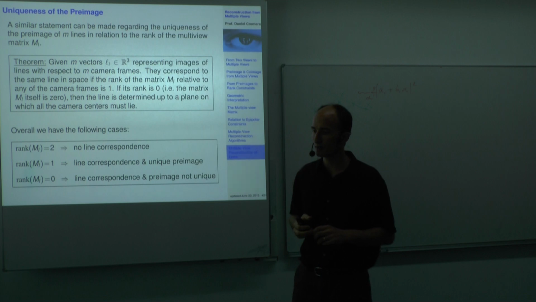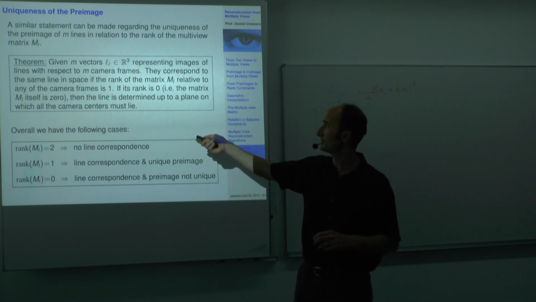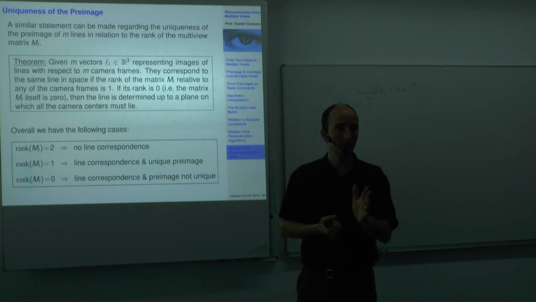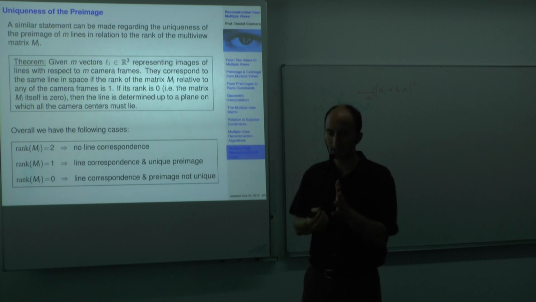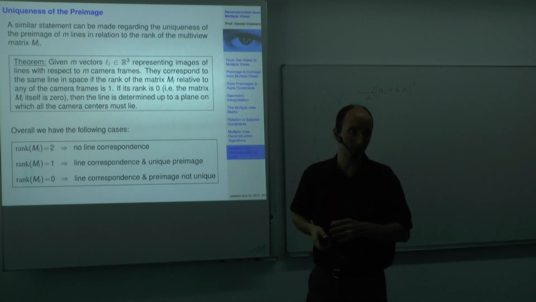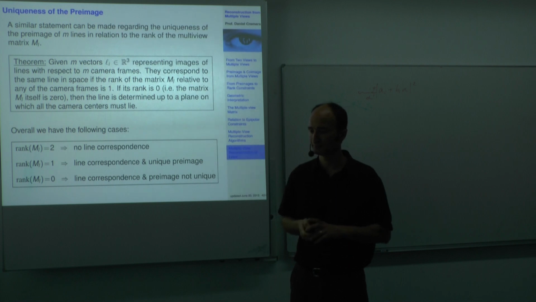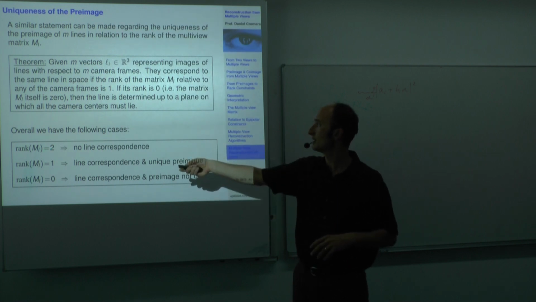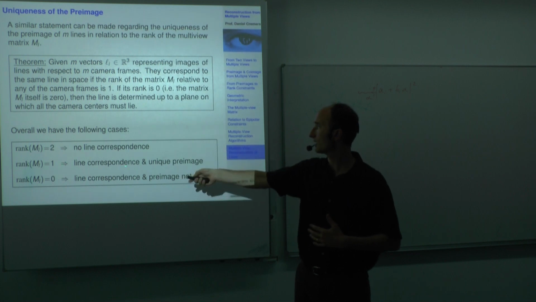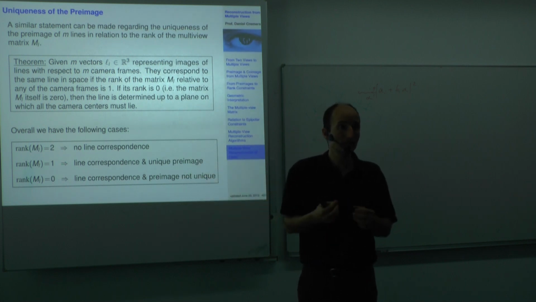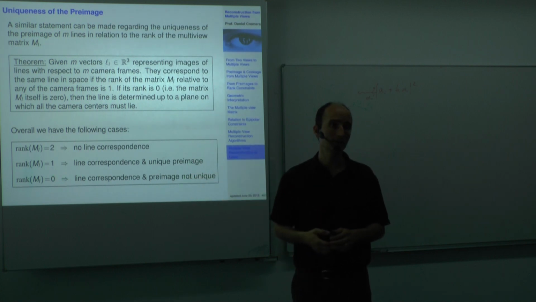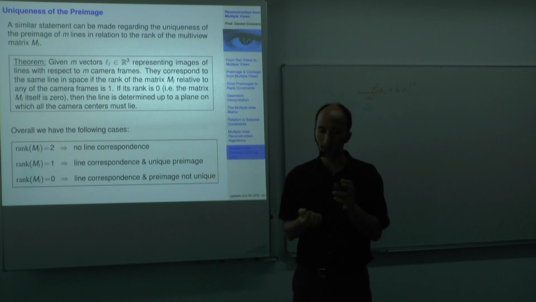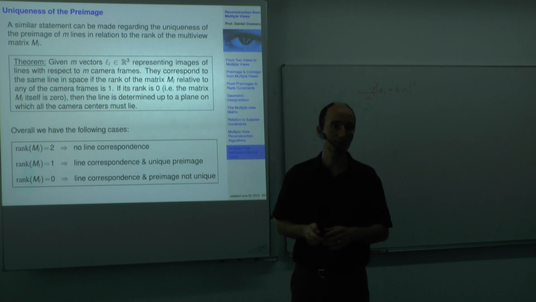If the rank is 0, then the pre-image is determined up to that plane. And so the matrix is 0 and its rank is 0 if you move inside the pre-image of the line of the first frame. And so here are the three cases. Rank 2, no correspondence. Rank 1 means you have a unique pre-image, a unique reconstruction. And rank 0 means the pre-image is not unique. And that third example only happens if you move in the plane spanned by the first observation.